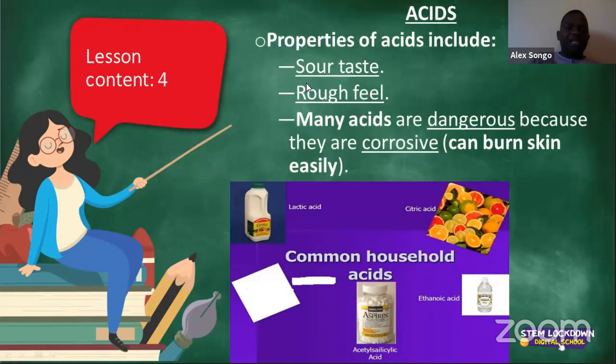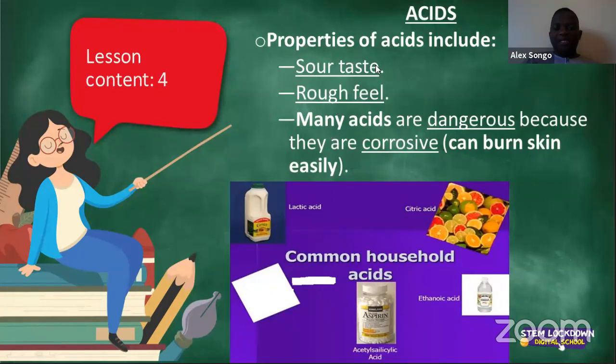The acid examples that we're going to speak about are ones that we use in our homes. So what are the properties? The taste is sour, the feel is very rough, and many acids, like we are saying, are very, very dangerous. Ladies and gentlemen, those are some of the examples that are there. So we've got citric acid, which is an example. We've also got what we call lactic acid. So those are the type of acids mainly that we find in our homes.